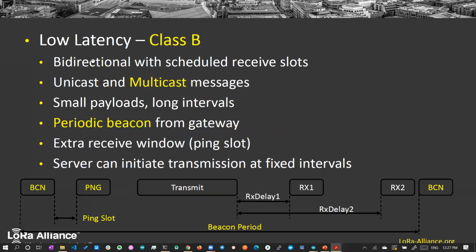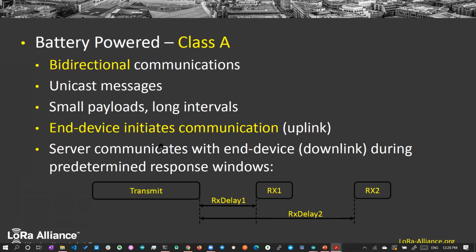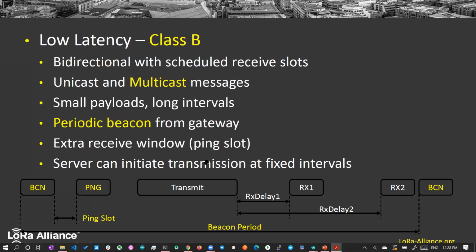Class B: bidirectional with scheduled receive slots, unicast and multicast messages. Small payload, again long intervals, but periodic beacons from the gateway. So either it can be time scheduled, or else a gateway can send a beacon to initiate a downlink, right? And extra receive windows. So the server can initiate transmission at fixed intervals. You can see here only the end device can initiate the communication. Here the server can initiate the communication.